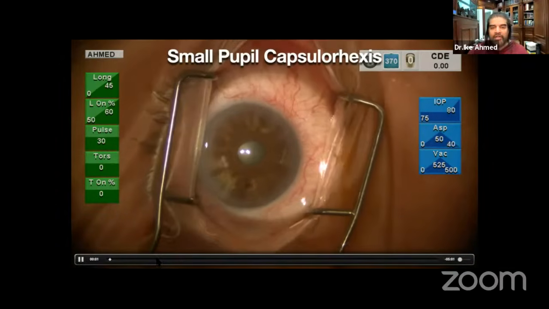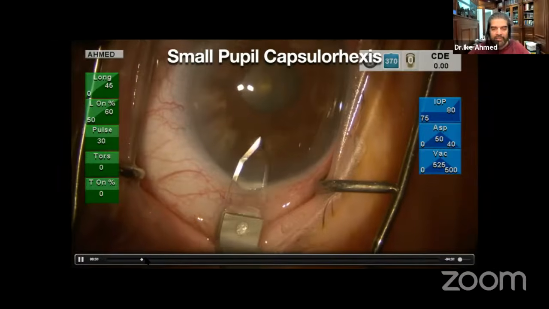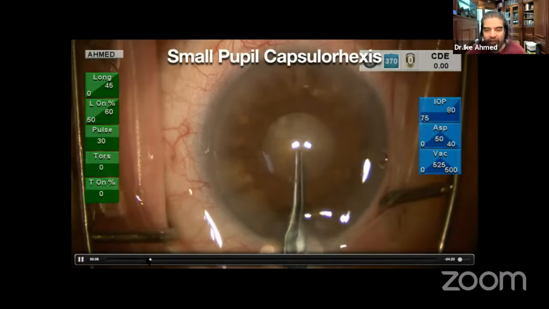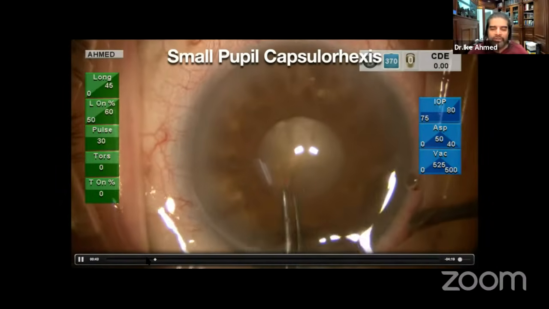We do also look at doing small pupil rexis without using any pupillary guides. And I call this kind of under the covers. What I mean by that is basically we're doing the capsular rexis under the iris. This is a bit of a higher order skill.